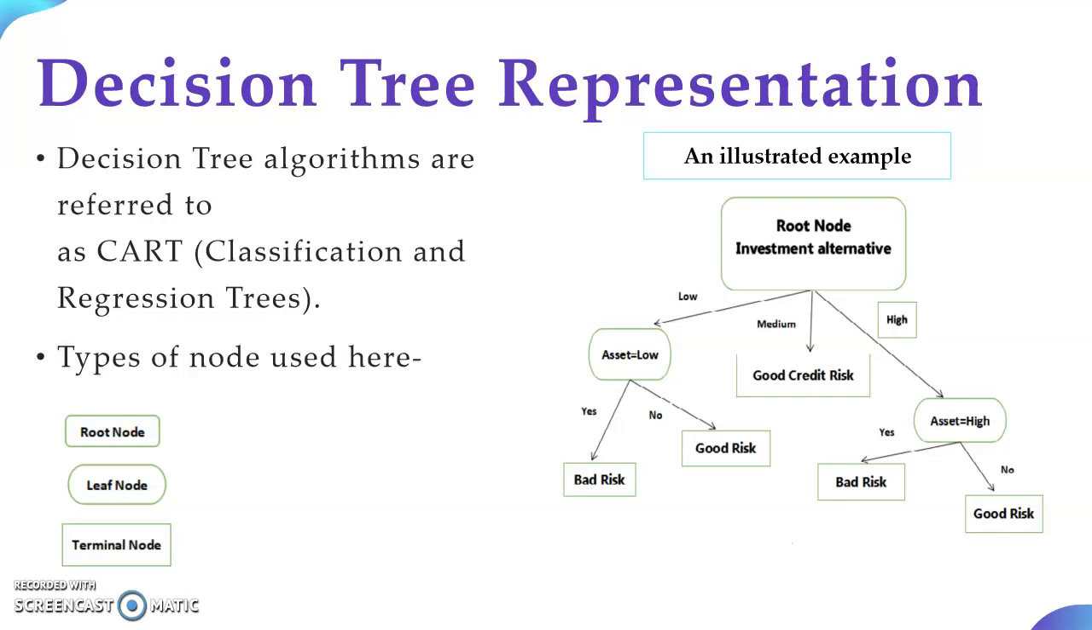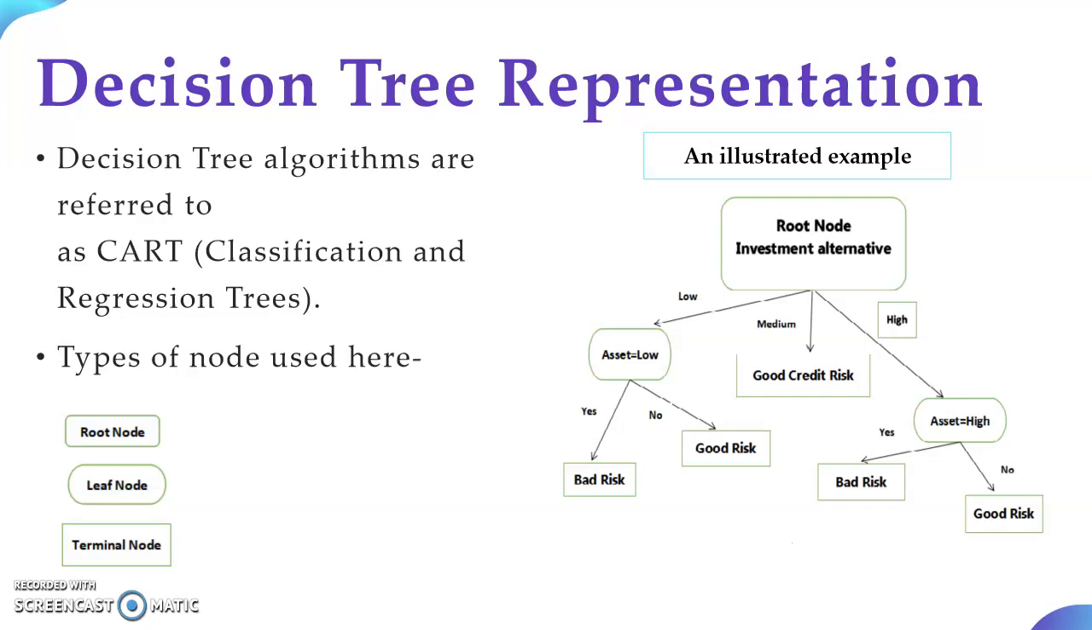I have designed a decision tree on the basis of a person's investment scheme: where he should invest and how much. The root node here is the investment scheme. Then there are three alternatives: low, high and medium. Each has certain pros and cons. Depending on the situation, the person will have to decide which scheme he should go for.